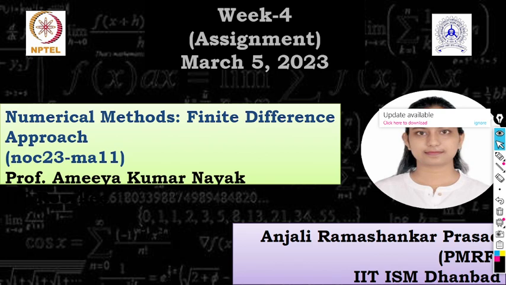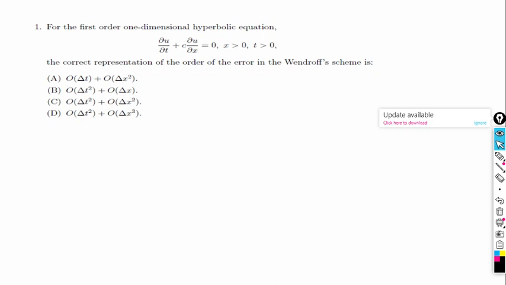So here is our first question. For the first order one-dimensional hyperbolic equation del u over del t plus c into del u over del x equals 0, x greater than 0, t greater than 0, what will be the correct representation of the order of the error in the Wendroff scheme? The options are: first, order of del t plus order of del x square; second, order of del t square plus order of del x; third, order of del t square plus order of del x square; fourth, order of del t square plus order of del x cube.